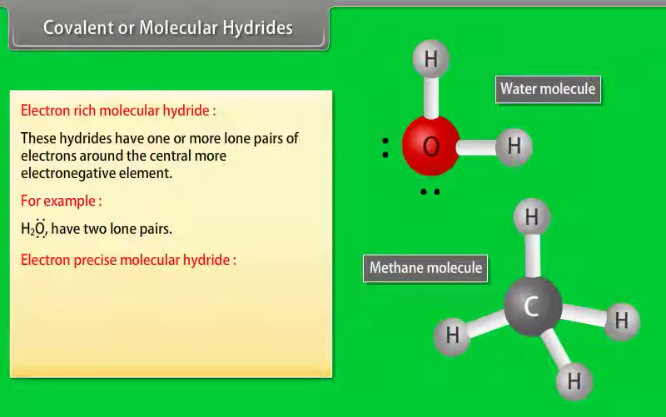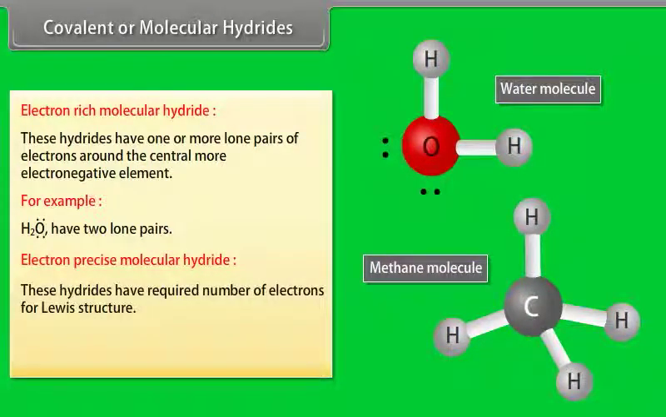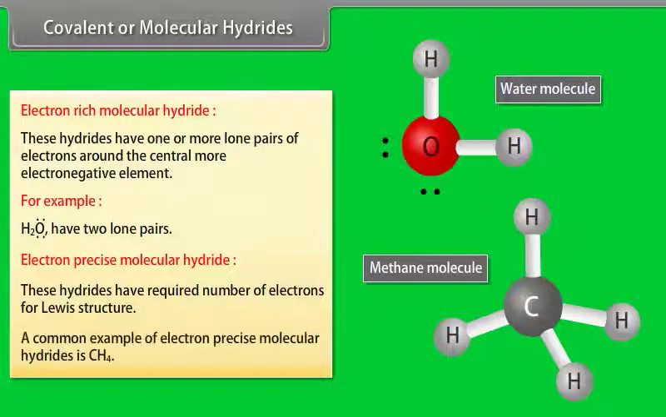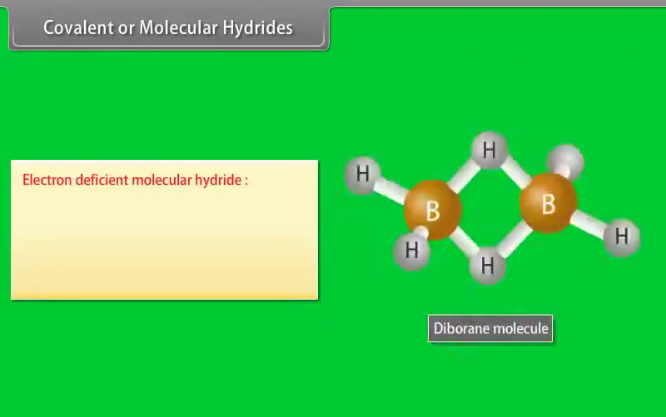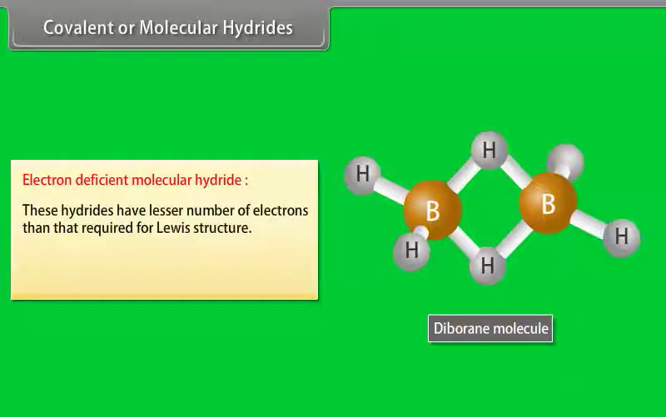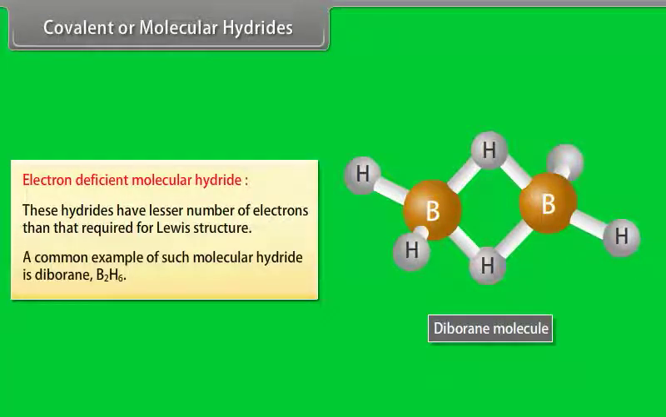Electron-precise molecular hydrides. These hydrides have the required number of electrons for Lewis structure. A common example of electron-precise molecular hydride is methane. Electron-deficient molecular hydrides. These hydrides have a lesser number of electrons than that required for Lewis structure. A common example of such molecular hydride is diborane.